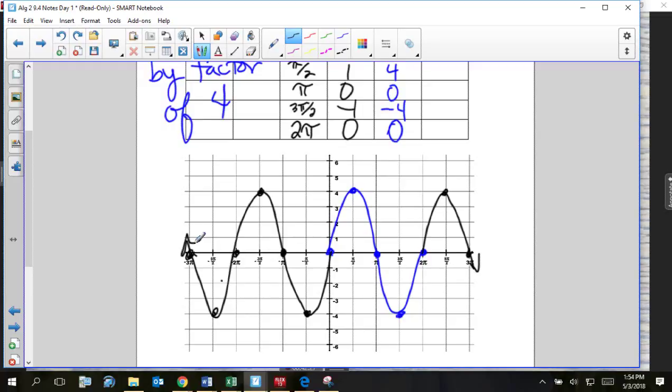Make sure your graph looks like mine, because I'm literally looking at some papers and they don't look like mine. And then the arrows. Now we have to write the amplitude and the period.